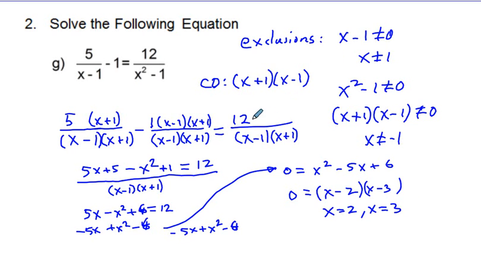Are those part of the excluded values? No, they are not. So we can write this in set notation as x equals 2, 3 in brackets. Okay?